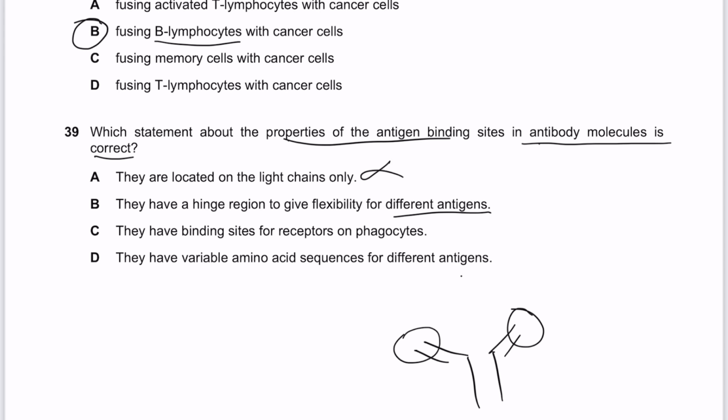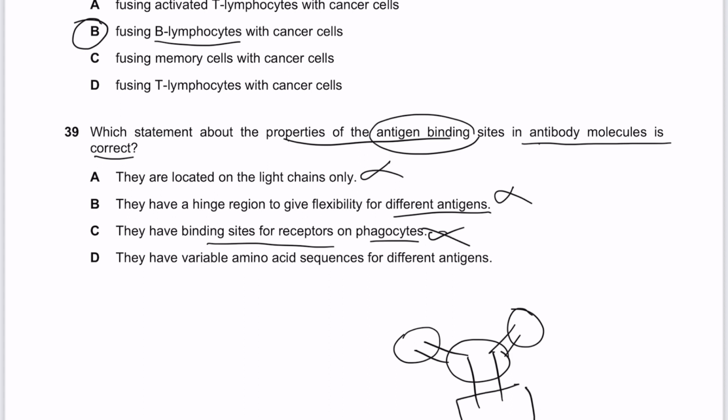Now, antigen binding sites do not have the hinge region. This is the hinge region. Okay, so I would say the antibody itself has the hinge region, but I would not say this answer is right. They have binding sites for receptors on phagocytes. But again, he says the properties of antigen binding sites, so that is also wrong. Okay, because this is the constant region and this is the binding site for phagocytes.